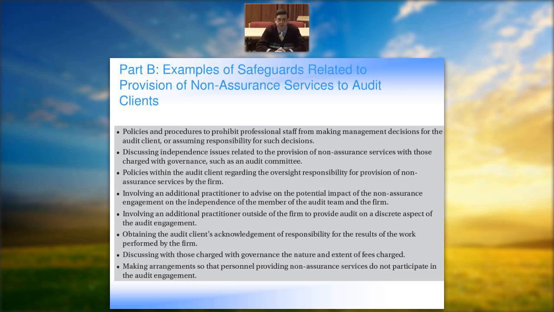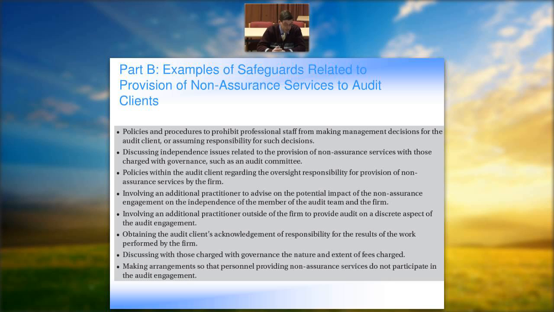Again, this slide is talking about the kind of things that you can do to help safeguard against those threats. The sort of thing you're talking about would be policies within the audit firm regarding the oversight and responsibility of the provision of non-assurance services. So, for example, if you are writing up the books of account or doing the bookkeeping for a company, and then subsequently doing the audit of that same company, that's not prohibited unless the company is a public interest entity. But if you are doing it, it might be a very good idea to have one partner, and as much as possible one team of people, involved in writing up the books of accounts and preparing the financial statements, and a different team involved in the audit.